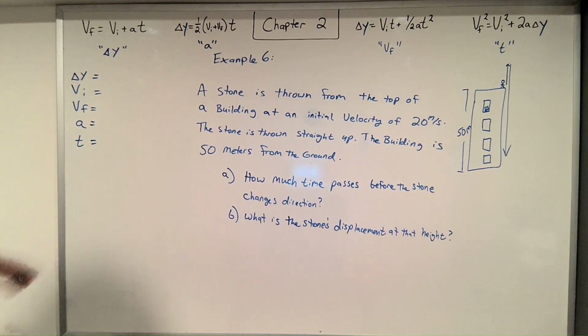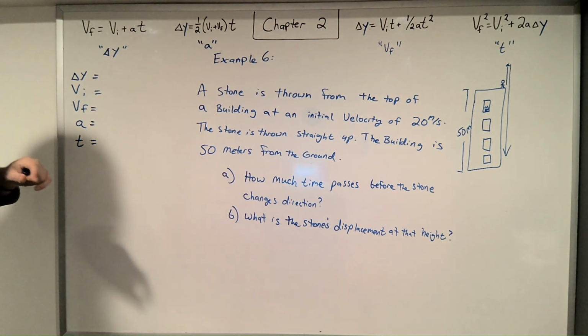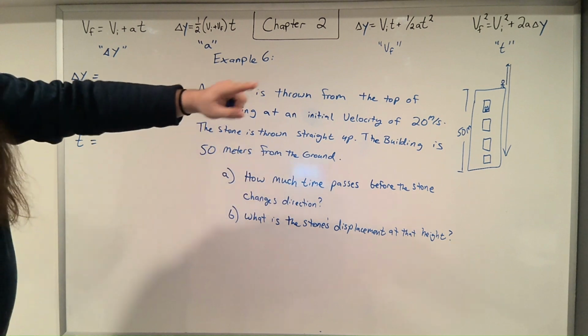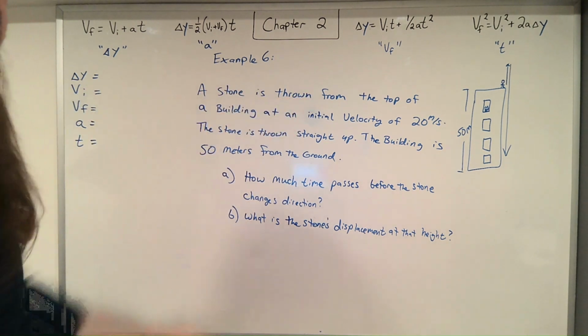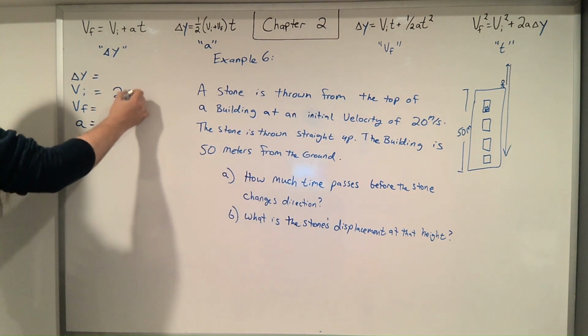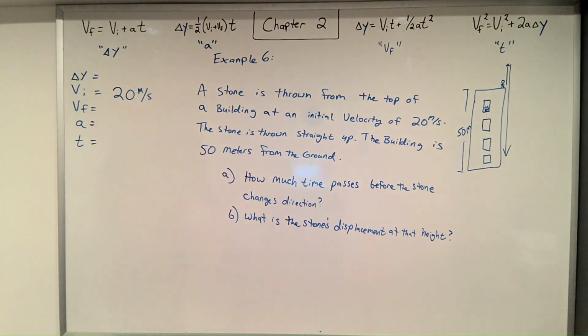I want to walk through and see if I can grab everything I can out of here. It doesn't look like a whole lot of numbers are given, but hopefully something will make sense. So, being thrown from the top of the building has an initial velocity of 20 meters per second. That's going to be the initial velocity. It gave it right there, right in the problem, so we know we can put down 20 meters per second there.